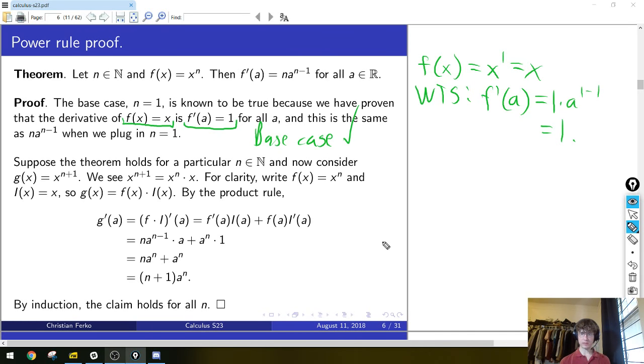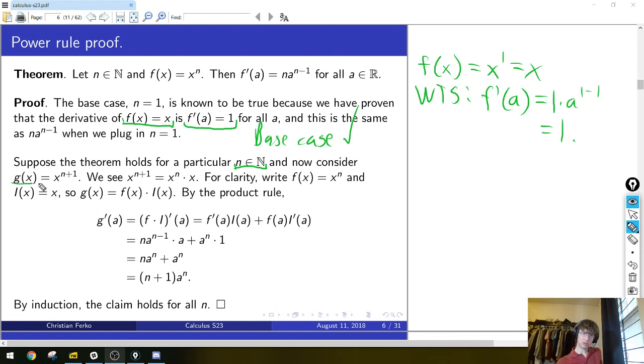Now the inductive step. So we're going to assume the theorem is true at a particular positive integer n. So we assume it's true for n. That means we can use it later in the proof, and we will. Now we consider the next integer n plus 1.